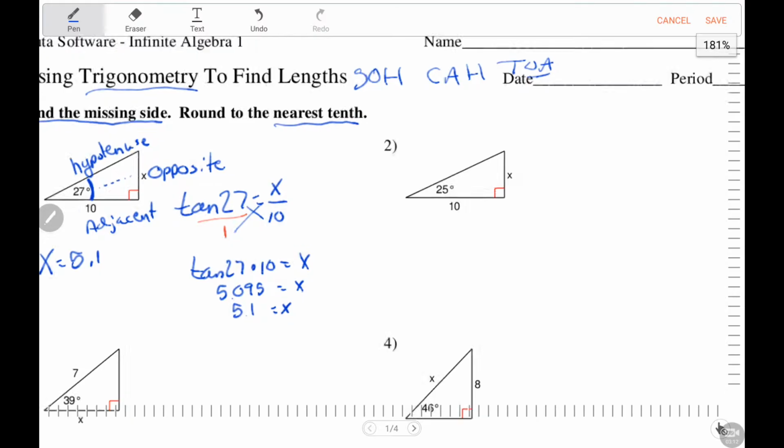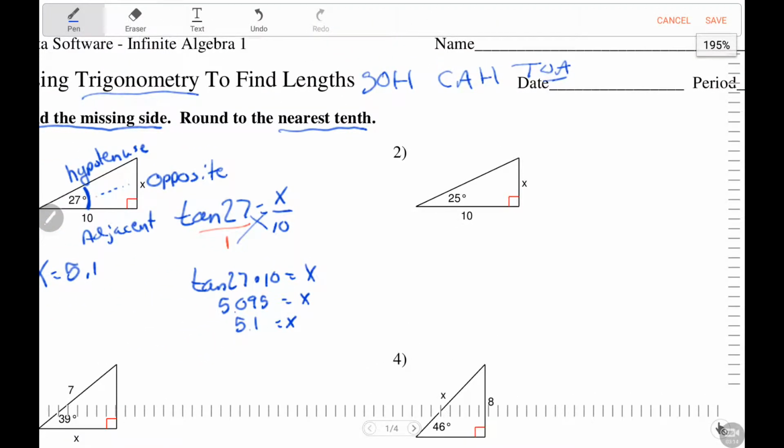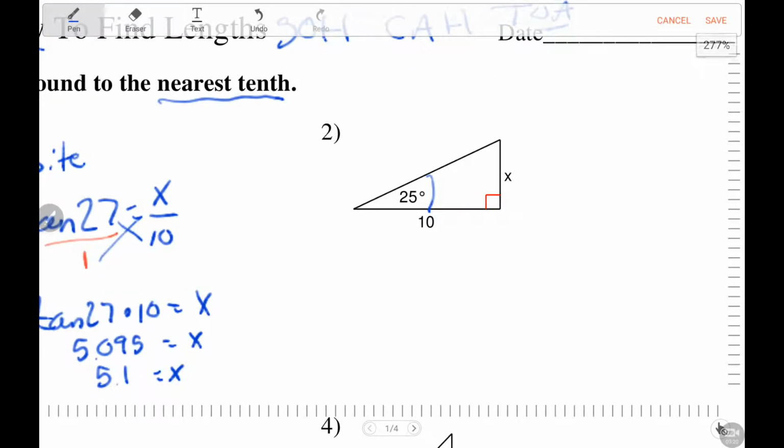Moving on to number 2, it's kind of the same thing, except the degrees change there. So you might want to go ahead and set that one up. You already know that this is going to be tan 25. This is opposite, I'm going to start abbreviating, and adjacent, x over 10, cross multiply.